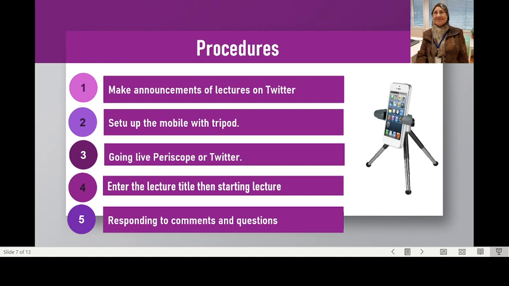While giving the lecture, attendees or viewers, sometimes they would ask questions or make comments on the lecture. So you can choose. At first, I chose to interrupt, to stop the lecture, respond to the comments or the questions, and then continue. Later, I chose to save all the questions and the comments until the end of the lecture, and then I will answer them all.